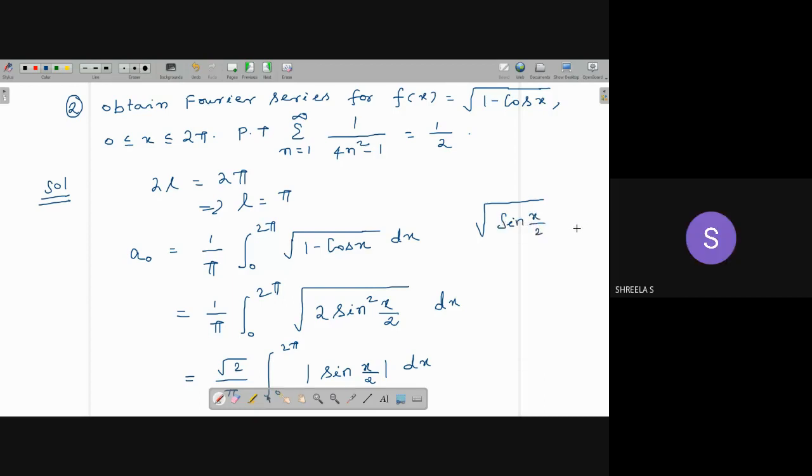Sir, if it was root of sine square x. Root of sine square x. Okay, here also you need to take a modulus of sine x. For full interval 0 to 2 pi, sir. Yeah, for full interval 0 to 2 pi. So, okay. For full interval 0 to 2 pi, sine x would be positive only, sir.